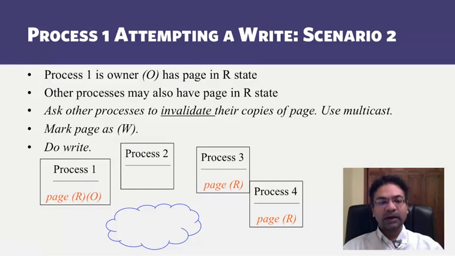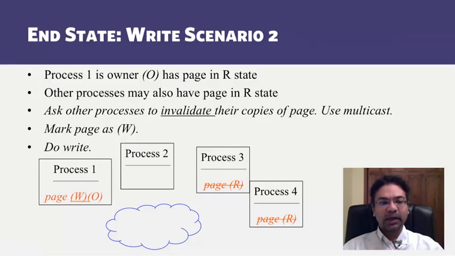Once this is done, it marks its own copy as W, meaning it can now be written, and then it does a write in this particular state. In this case, you'll notice that processes 3 and 4 have invalidated their copies of the page, so they can no longer use that copy of the page. If they want to do any operations on that particular page, they'll need to fetch a new copy from the new owner. In the meantime, process 1 now has a write copy of the page, and it can go ahead and do both reads as well as writes on this copy. So that's the second scenario for the write.